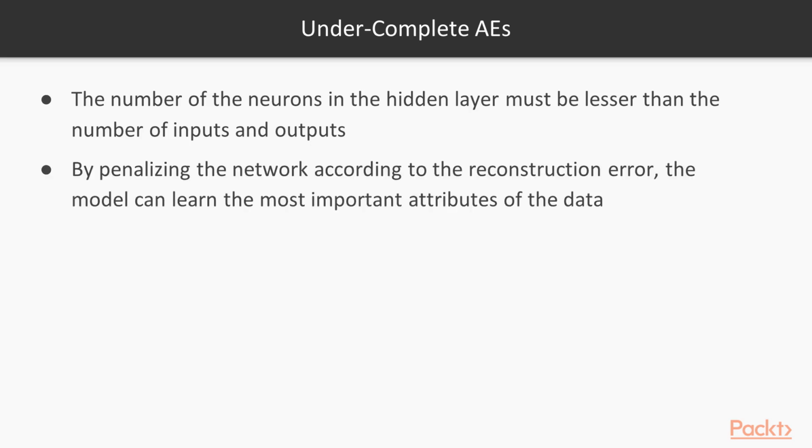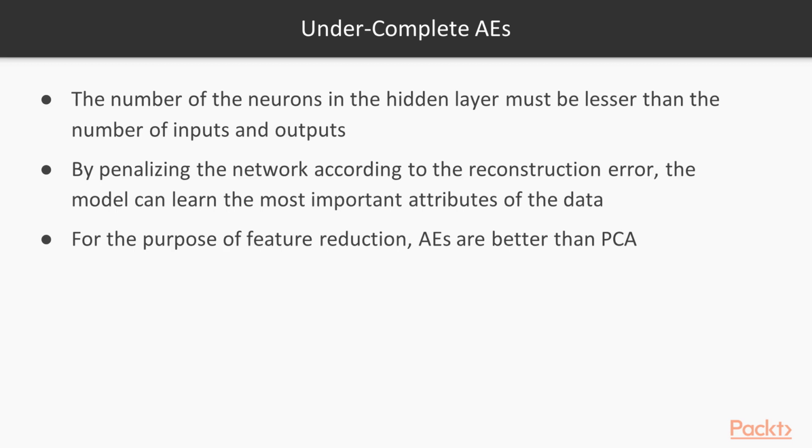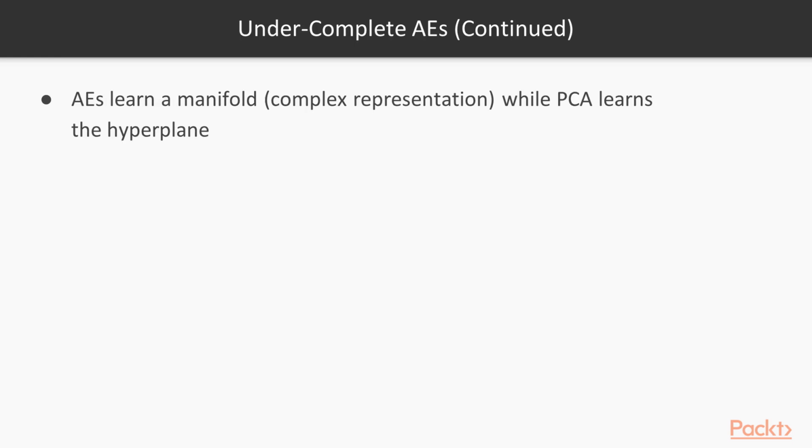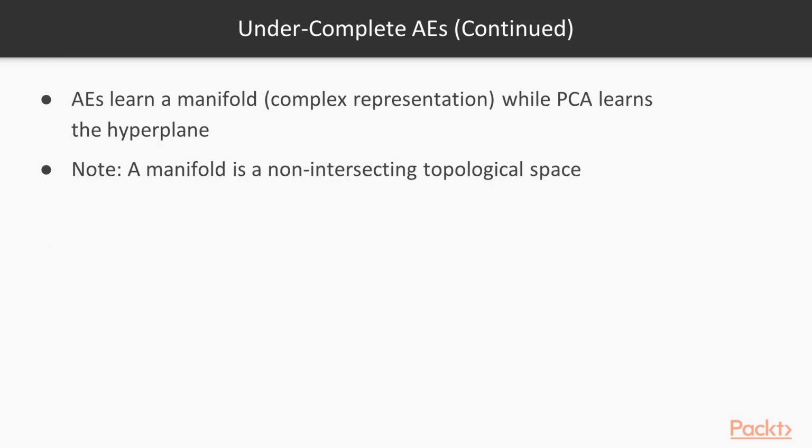By penalizing the network according to the reconstruction error, the model learns the most important attributes or features of the data. For the purpose of feature reduction, autoencoders are better than PCA, or principal component analysis, since they are able to learn a manifold, or in other words, a complex representation of the data, while PCA only learns a hyperplane. A manifold is a non-intersecting topological space.